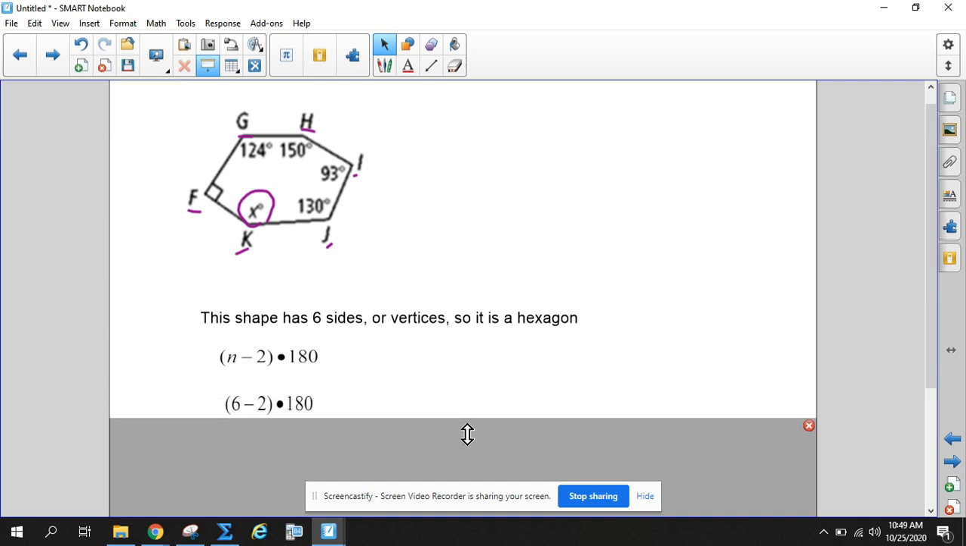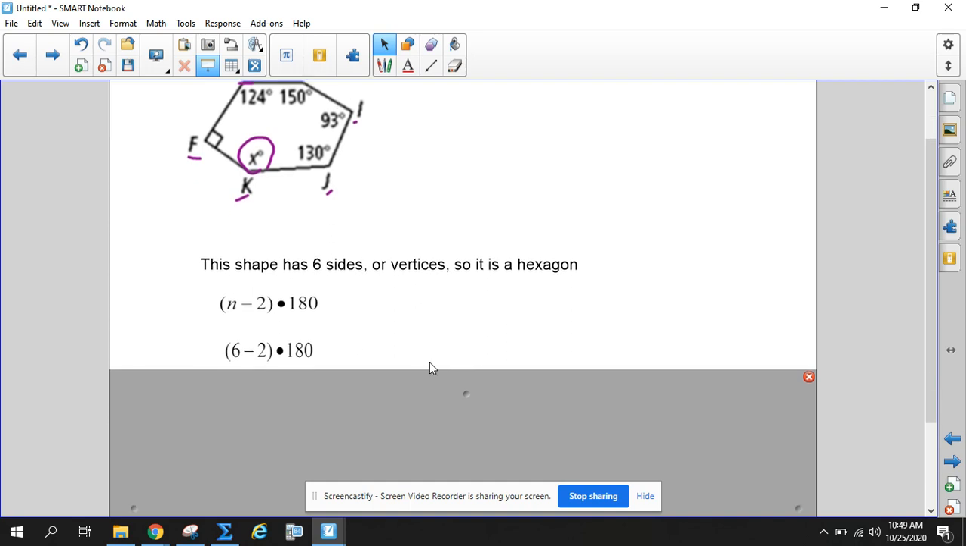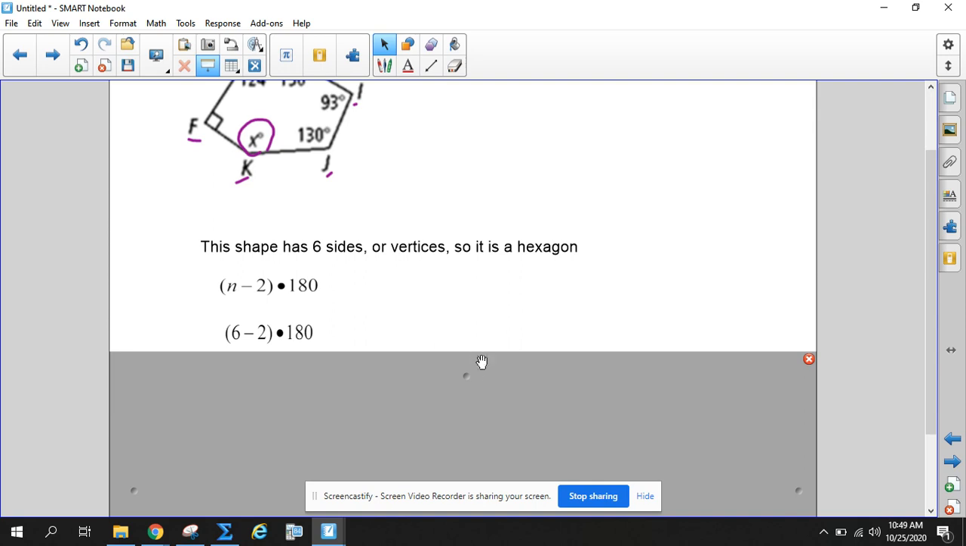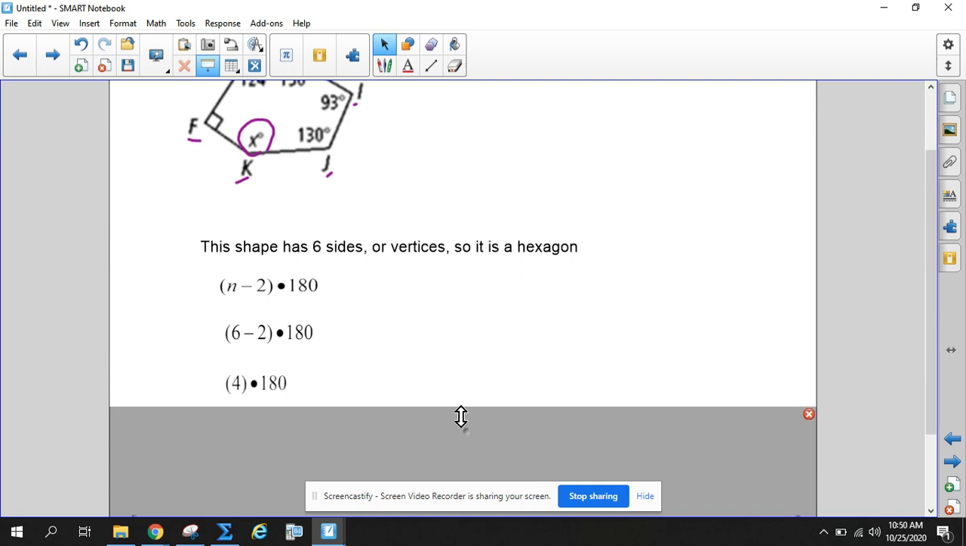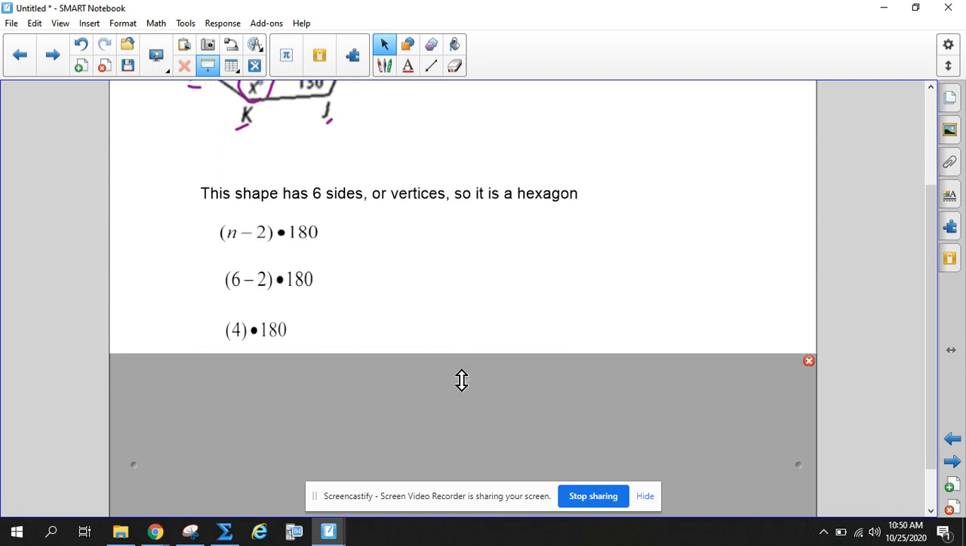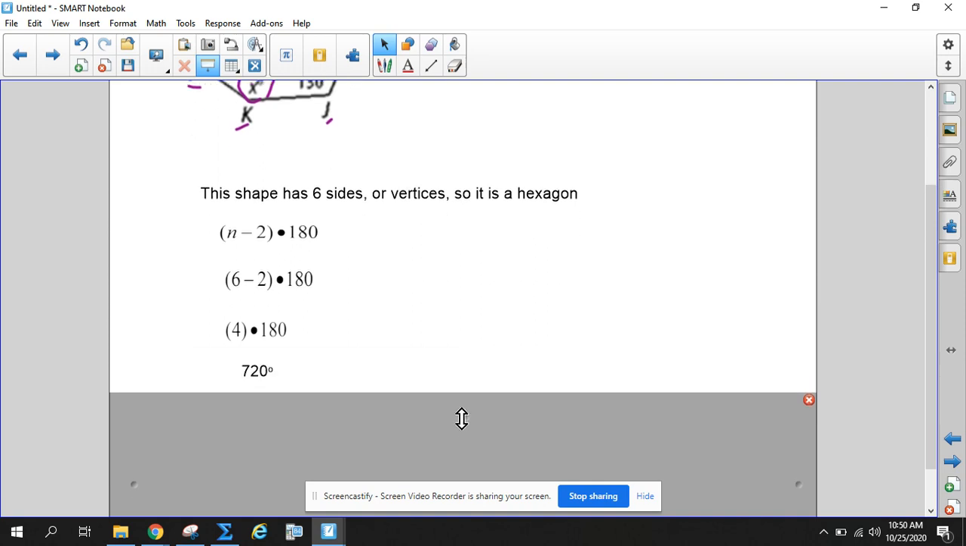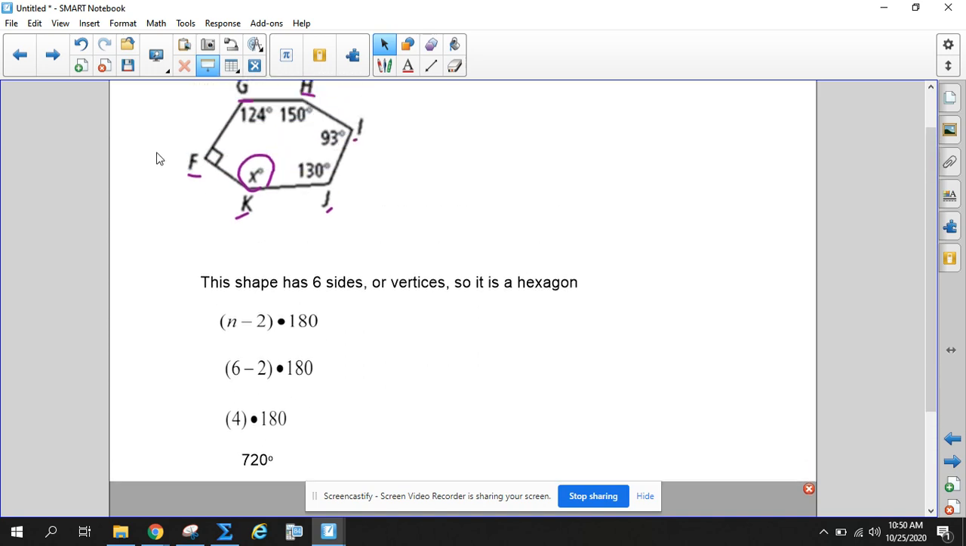So a hexagon has 6 sides, so I'm going to replace the n with 6 in the formula, and then I'm going to do a calculation to figure out what the sum of the interior angles would have to be. So 6 minus 2 gives me 4. And then I'm going to use my calculator and do 4 times 180, and I find that the sum of the interior angles is 720 degrees. So that means all 6 of these angles added together need to add up to 720 degrees.